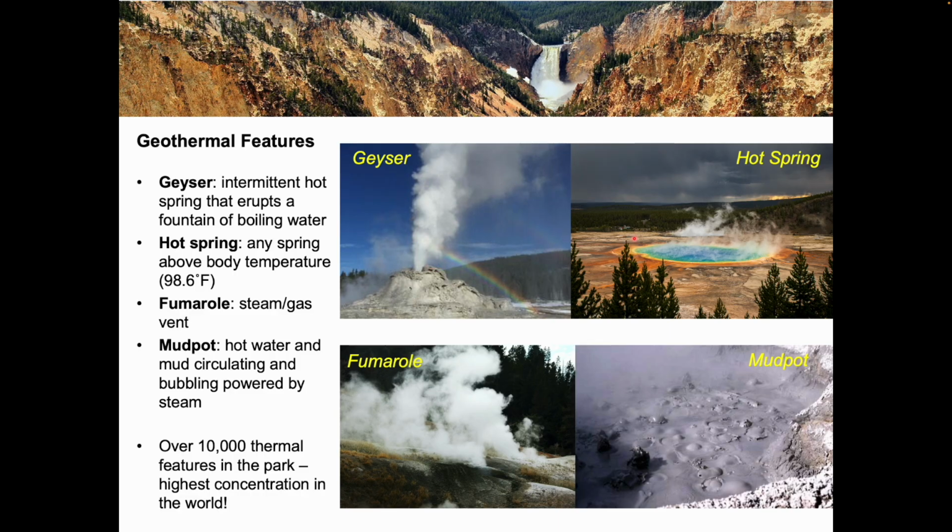Hot springs are just pools of superheated water that bubbles up to the surface and makes a nice big pool. Fumaroles are also pretty common. They are just steam and gas vents. They don't erupt, they just hiss steam all day long. And then mud pots are my favorite geothermal feature, where superheated hot water picks up sediment and mud and makes this sort of boiling puddle powered by steam and escaping volcanic gases.